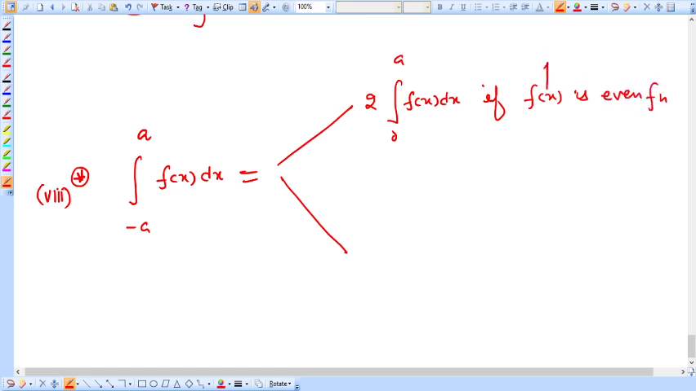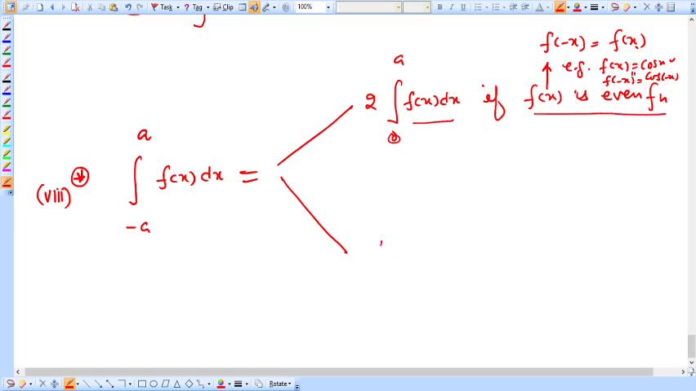What does even function mean? f of minus x is equal to f of x. The best example of this is cos x, okay. If f of x is equal to cos x, right, then what is f of minus x? It is cos of minus x, and we know cos of minus x is equal to cos x again, so both are equal, okay. Therefore f of x equal to cos x is an even function, okay. So it is equal to twice the integral with limit 0 to a of f of x, if f of x is an even function, okay.